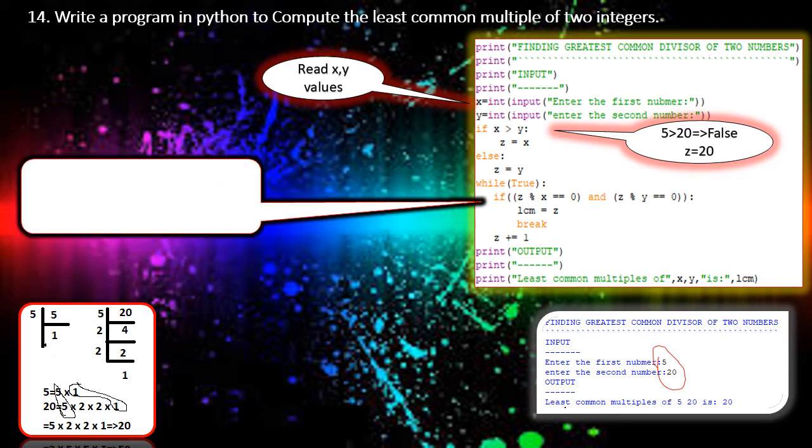Next the while loop will be executed till the break statement is reached. So x is initialized to 5, y is 20 and z is 20. 20 modulus 5, remainder 0, so true. And next z value 20 modulus 20, again remainder 0, so both conditions are true, the output is true. So next LCM equal to that z value will be assigned, so 20. Next statement is break, just to come out from the loop, and printing the LCM value is 20.